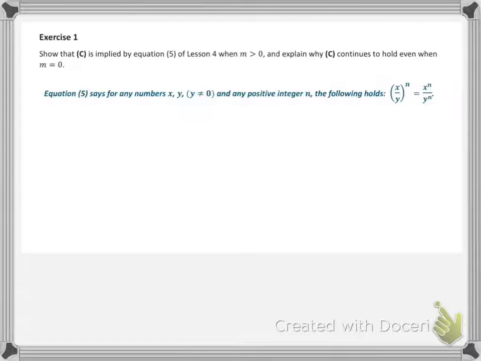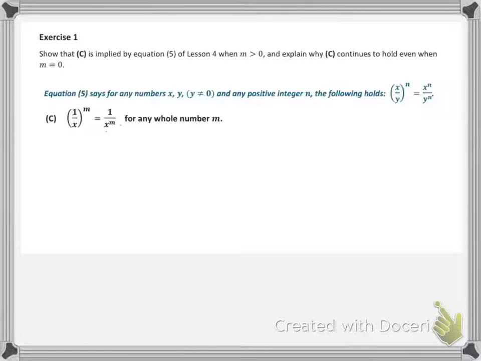We're going to show that C, which is from the first slide that we looked at, is implied by equation 5 of lesson 4, where m is greater than 0, and explain why C continues to hold even when m is equal to 0. So we're going to make m equal to 0, and we're going to show that this equation still holds true even if m is equal to 0.